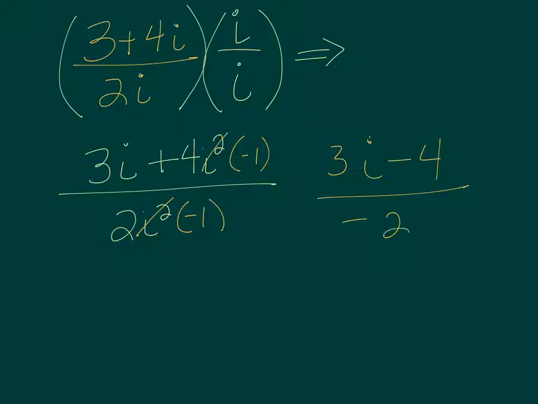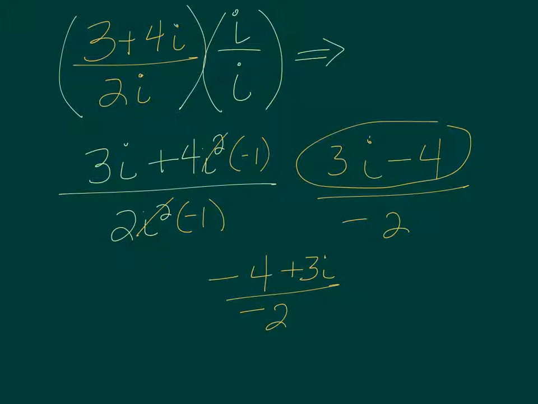over -2. And I typically want this piece to be real part and then imaginary part, so we're going to write it as -4 plus 3i divided by -2, or 2 minus 3/2 i, dividing each one by the -2.